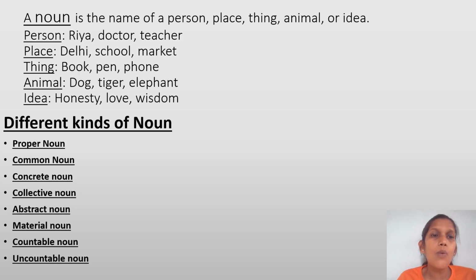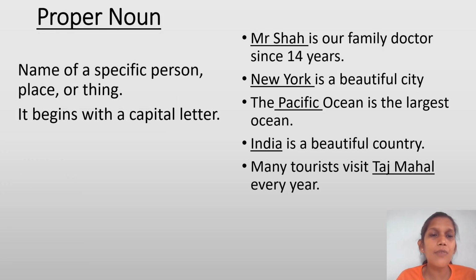Now let's study different kinds of noun. What are the different kinds of noun? Proper noun, common noun, concrete noun, collective noun, abstract noun, material noun, countable noun and uncountable noun. Now let's study each and every topic in detail. Is there any doubt? Very simple. Now let's start. Topic one is proper noun.